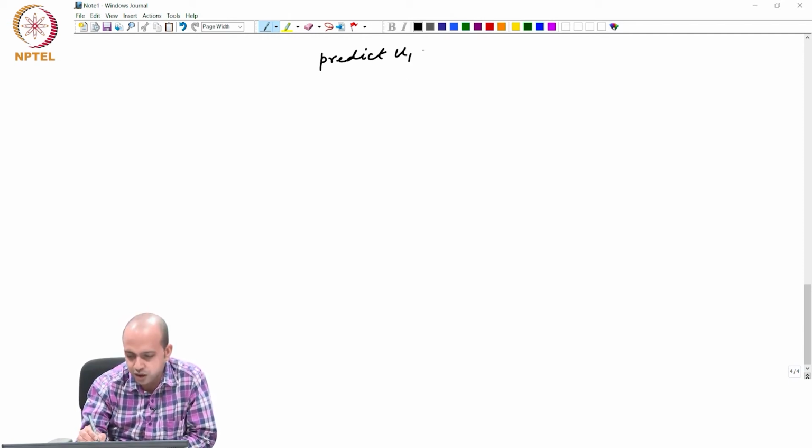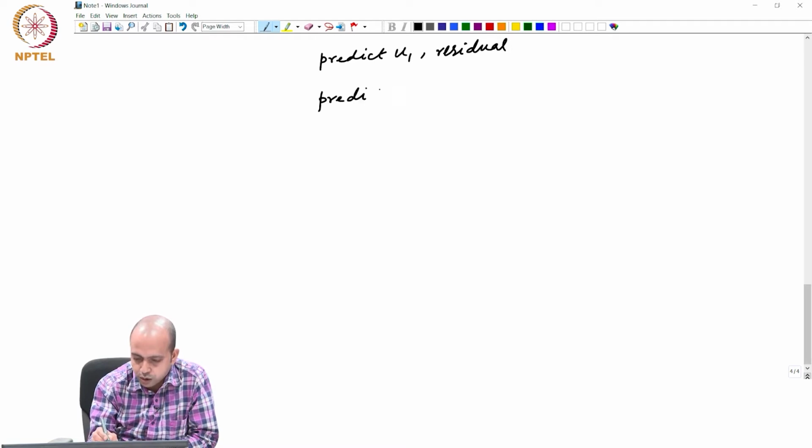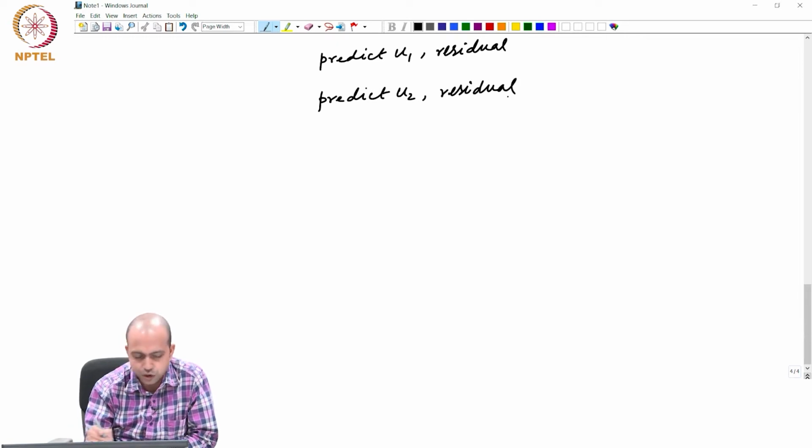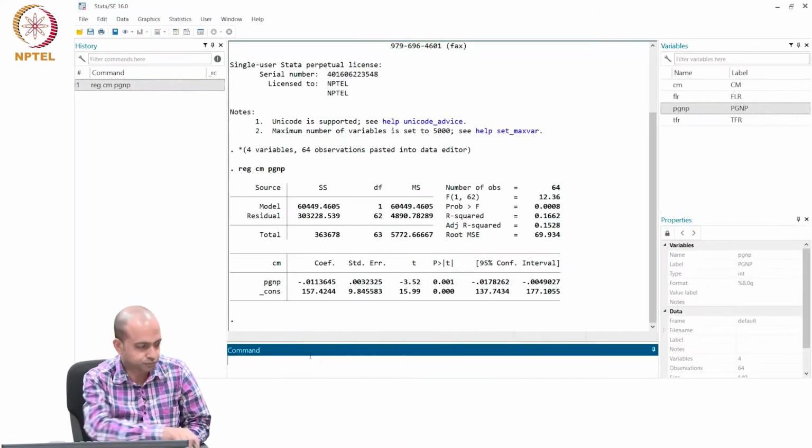Predict U1, comma, what is U1 basically? Residual. This is the command. Similarly, for U2, predict U2, comma, residual. This is the command. So now we will put this command here.